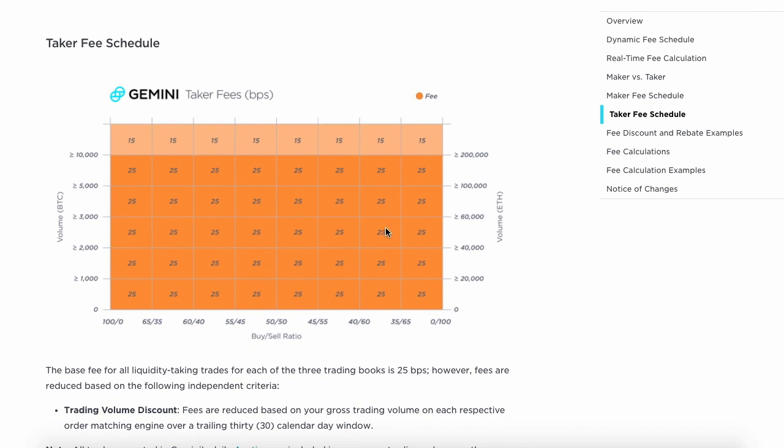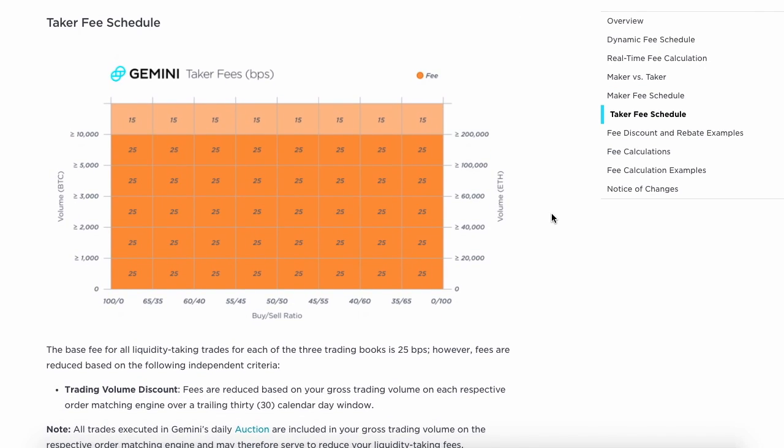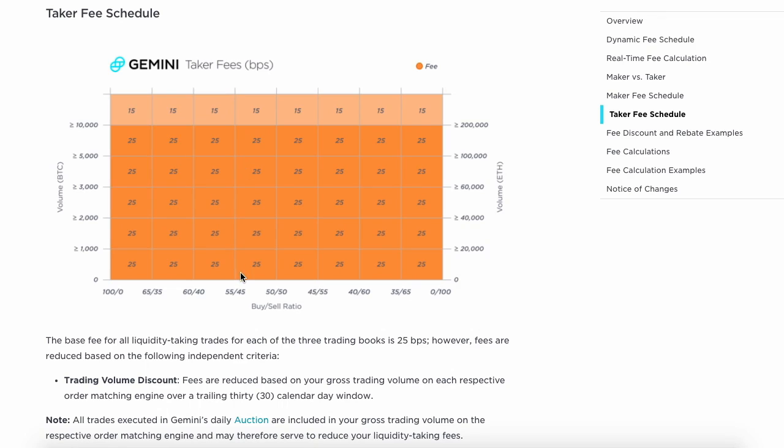Now these are the taker fee schedules. It's not that good because Gemini really does not like, of course, any exchange doesn't want a high amount of takers, and they want to bill those takers for taking away liquidity from the exchange. And there's really not much to say here except that the buy-sell ratio is irrelevant when you're calculating taker fees, and the only reason that this would be important would be if you trade over 10,000 Bitcoin in the past 30 days.